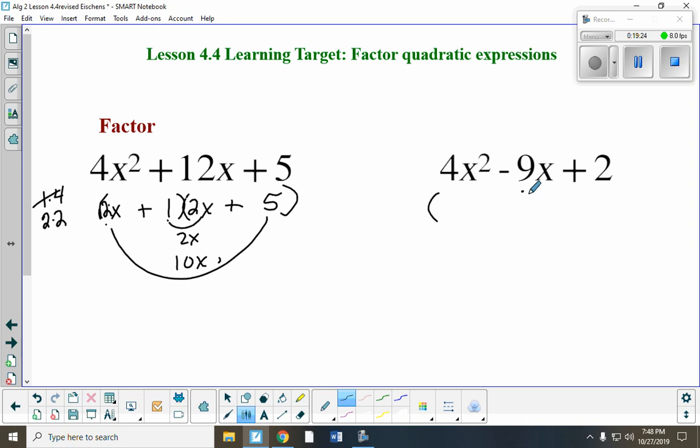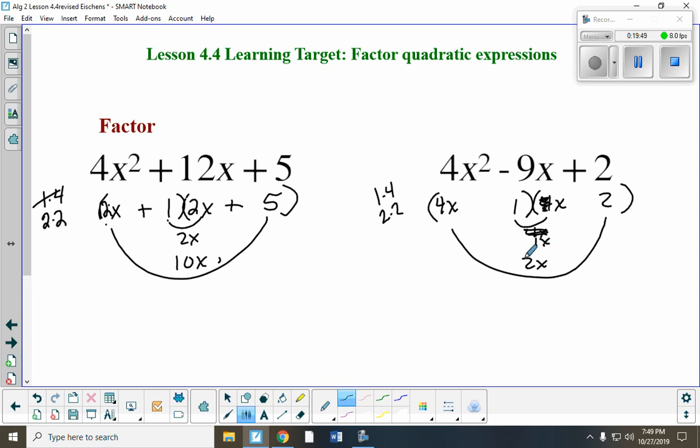Let's try another. So again, we have either 1 and 4 or 2 and 2. So let's try 1x and 4x, and 1 times 2 is 2. Well, that would be 2x and 4x. That does not work. It won't give us 9. So now we'll try 4 and 1 right here. So that would give us 1x and 8x.